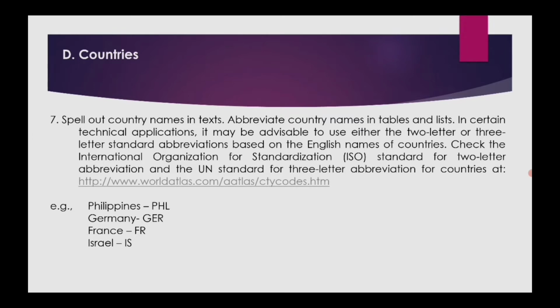In certain technical applications, it may be advisable to use either the 2-letter or 3-letter standard abbreviations based on the English names of countries. Check the International Organization for Standardization or ISO standard for 2-letter abbreviation and the UN standard for 3-letter abbreviation for countries at. So this is the reference. Now if you would like to check out for yourself, http://www.word@last.com/aatlas/citywidecodes.htm. So you have examples there, no? Philippines is just acronymed as PHL, Germany, GER, France, FR, Israel, IS.